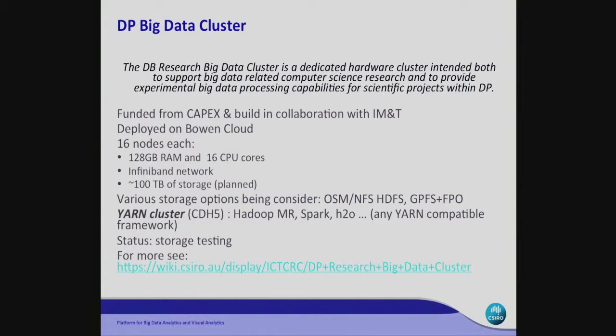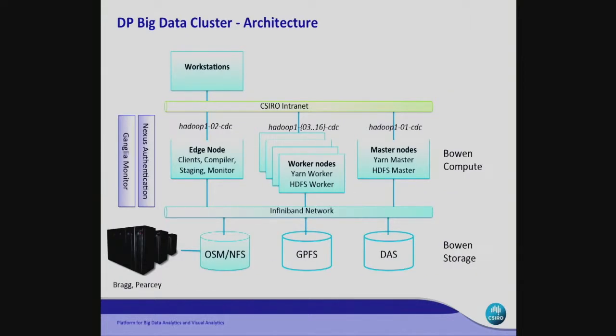Big data cluster, that's something that was recently built as well as an experimental cluster. So it was funded by CAPEX, and what we have currently is a tiny, really tiny cluster. It's experimental, basically for testing all the big data frameworks. 16 nodes, 128 gigabytes RAM and 16 CPU cores on InfiniBand, and it's running in a cloud, called Bowen Cloud. And it has the capability of running different big data frameworks like Hadoop, Spark, and some others like H2O, and so on. So if you're interested in a bit more, you can go to this website and check it out. This is the architecture, which is sitting inside CSIRO, so perhaps I won't be explaining much about that. I'll just go to the next slide.